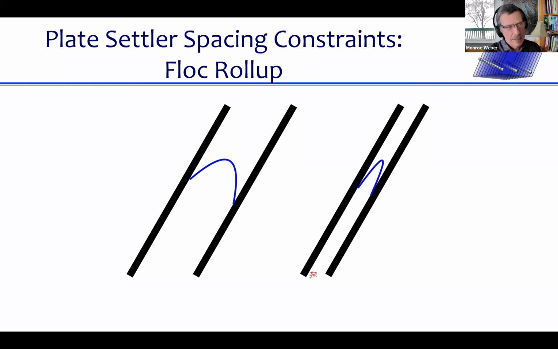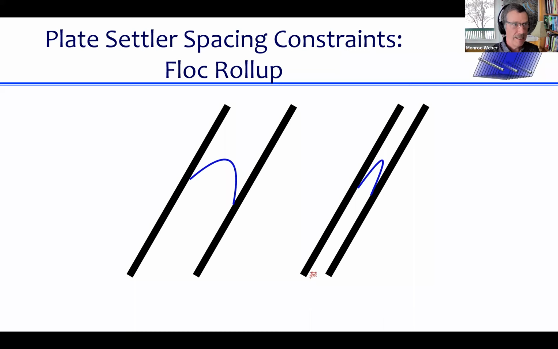And if that, you see what the failure mode is? If the velocity at the center of the floc is higher than the velocity at which the floc would want to slide down that incline based on gravity, then that floc's going to go up instead of down.